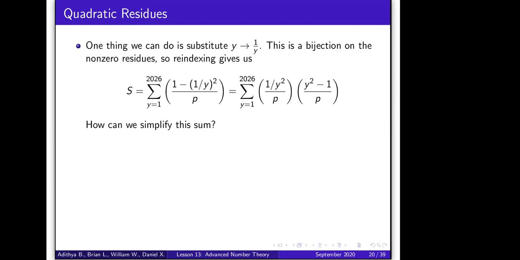So if we do this, we can rewrite S as the sum from y equals 1 to 2026 of ((1 minus 1 over y squared)/p). And then since the Legendre symbol is multiplicative, we showed that earlier, this is equal to the sum from y equals 1 to 2026 of ((y squared minus 1)/p) times ((1 over y squared)/p). So how can we simplify this current sum?